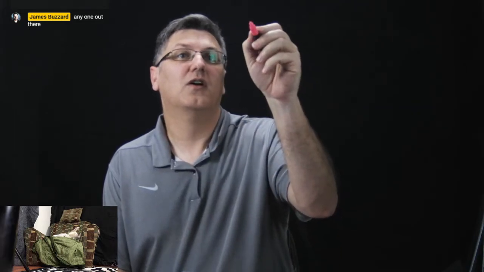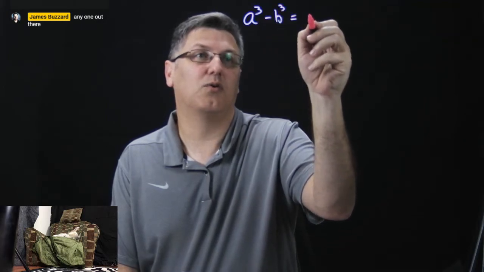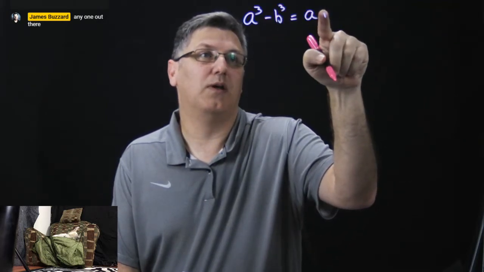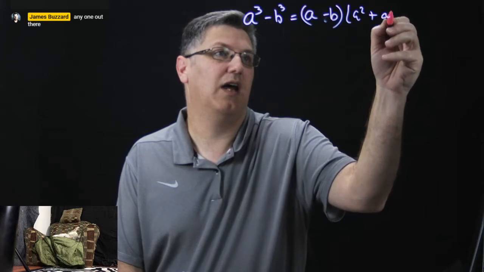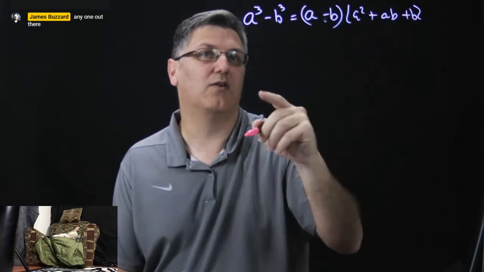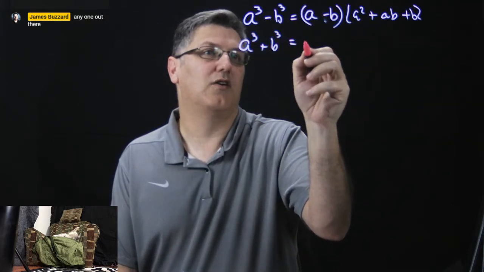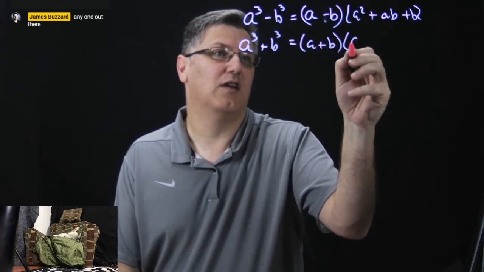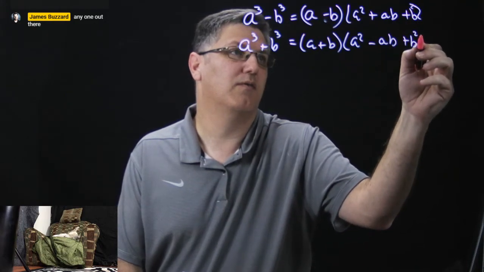All right, so the difference of cubes is a special factor. There's two of them: a sum of cubes and a difference of cubes. So it has the form a cubed minus b cubed equals a minus b, and then a squared plus ab plus b squared. This is the difference of cubes, and the sum of cubes is a cubed plus b cubed equals a plus b, then a squared minus ab plus b squared. I forgot my square up there.